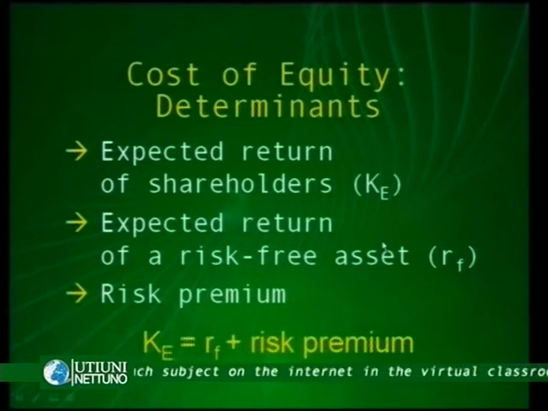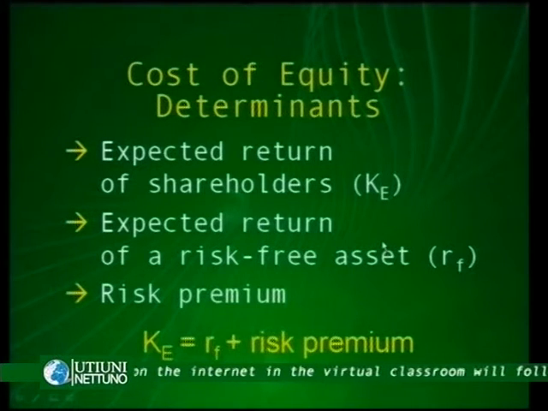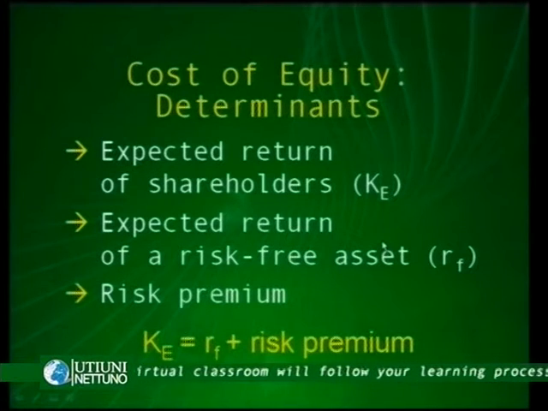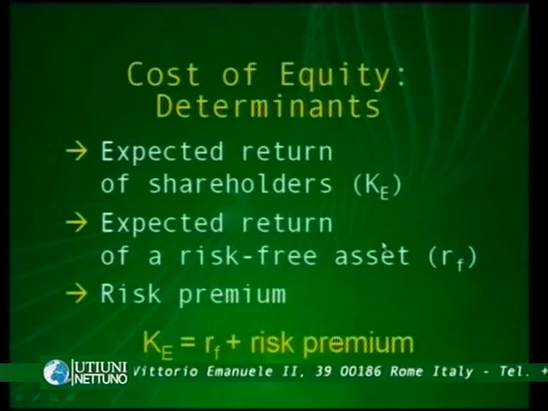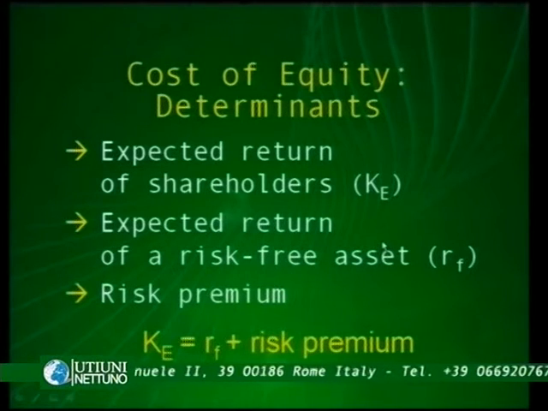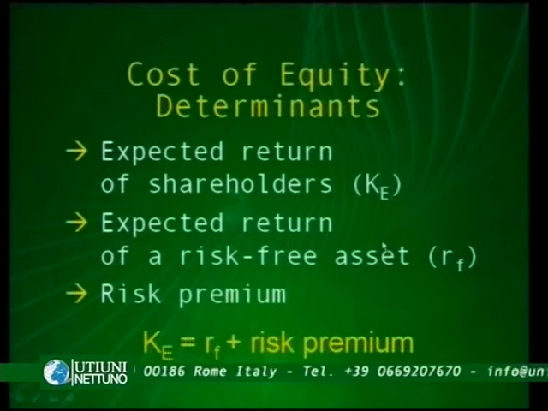And the cost of equity in the formal models that have been developed in the theory depends on two parameters. One parameter is the expected return on a risk-free asset that we define as RF, and the other is the risk premium. So let's look in greater detail at these two parameters. Okay? So the expected rate of return of a risk-free asset is the rate of return that an investor can expect by investing in an asset that is risk-free.